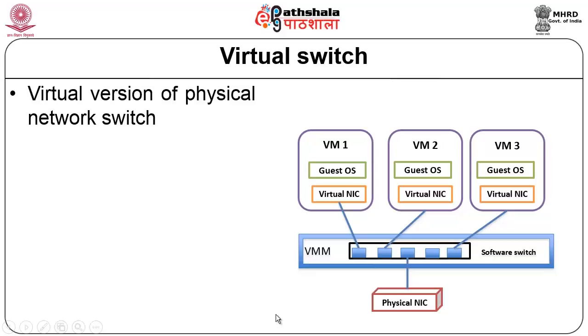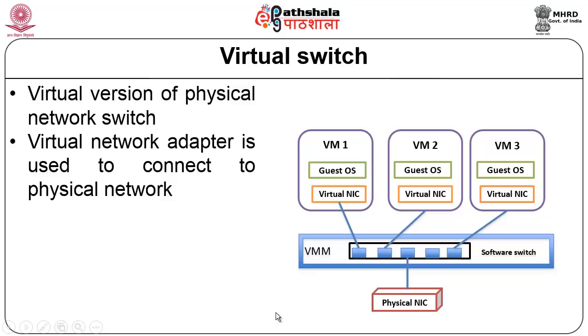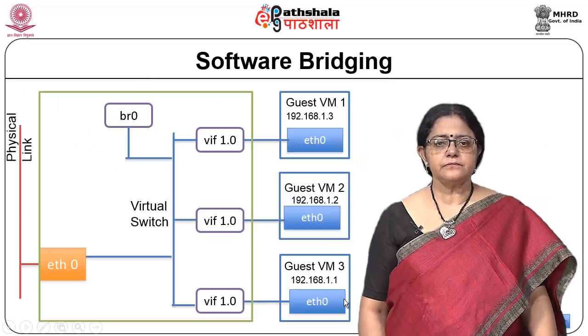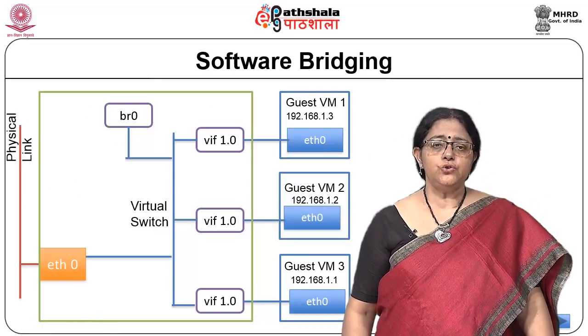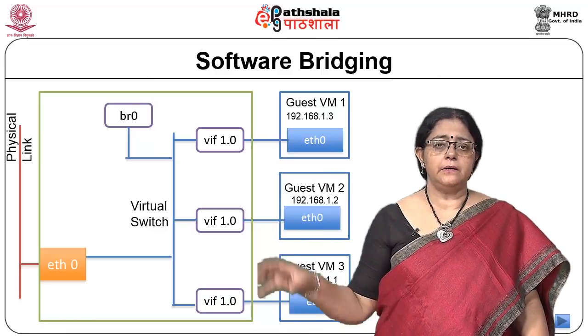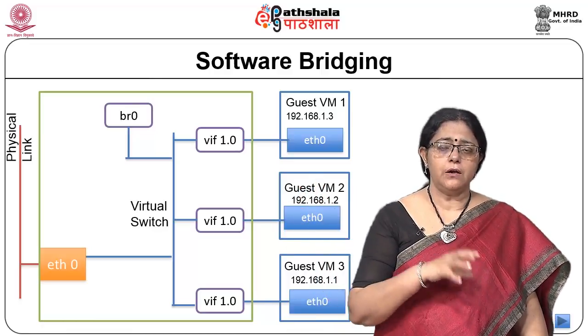So, it is a virtual version of the physical network switch, and the virtual network adapter is used to connect the physical network. It connects the VMs at layer 2. This is a layer 2 connection. Now, we use software bridging to connect multiple virtual NICs to a physical NIC.